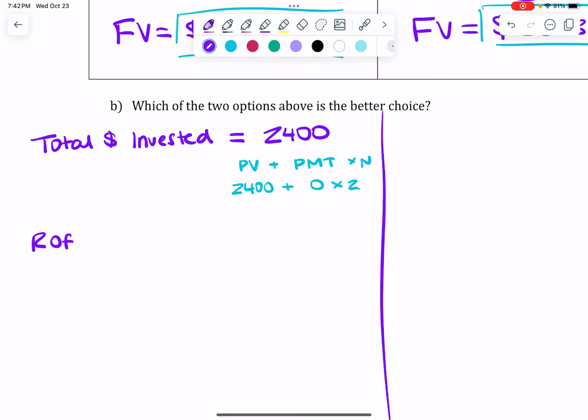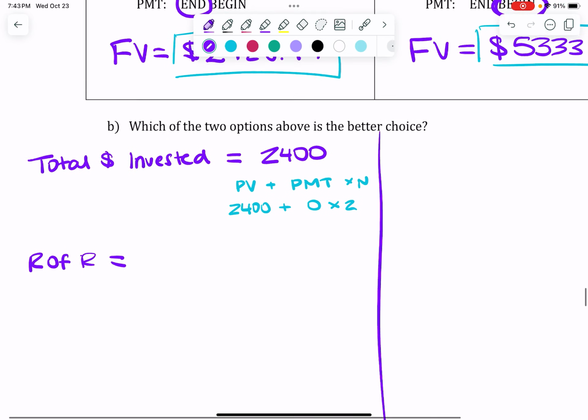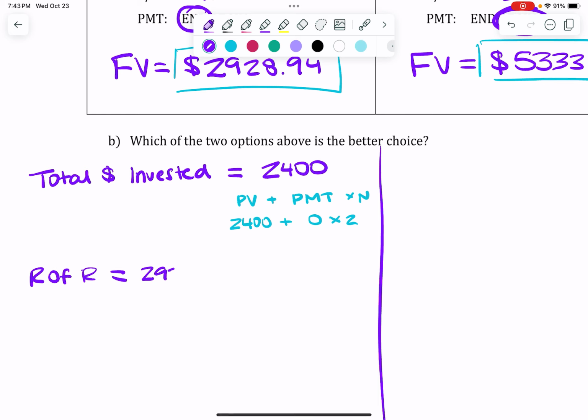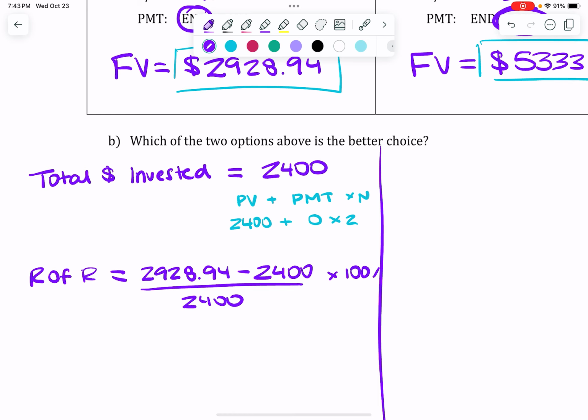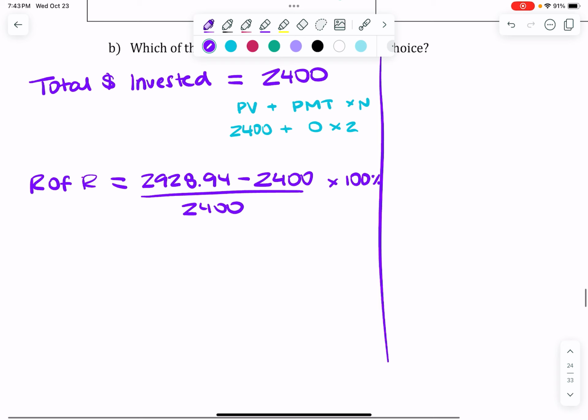Now, my rate of return is equal to my current value of portfolio, so 2928.94, minus my previous amount, which is the total amount invested, over my total amount invested, my previous value, times 100%. And I can plug that in. Now I'm going to plug this in a little bit at a time. Keep in mind, if you plug it in all at once, you need to put brackets around the numerator.